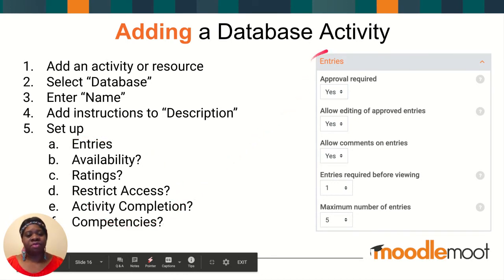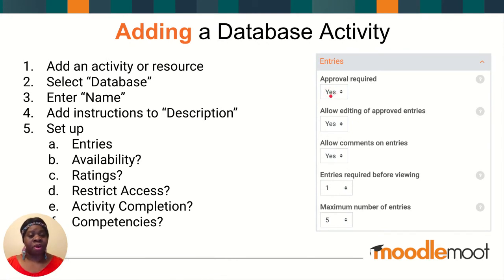Okay, so the entries, for instance, allows you to select whether you want approval or not. If you say yes, then it also provides you the option of allowing editing of an approved entry. Why would you want to do that? Well, after the entry has been approved, sometimes websites change and pages move, and links sometimes don't work after a year. So you might want to go into the entry and change a link that no longer works. And so you probably want to allow editing of entries.